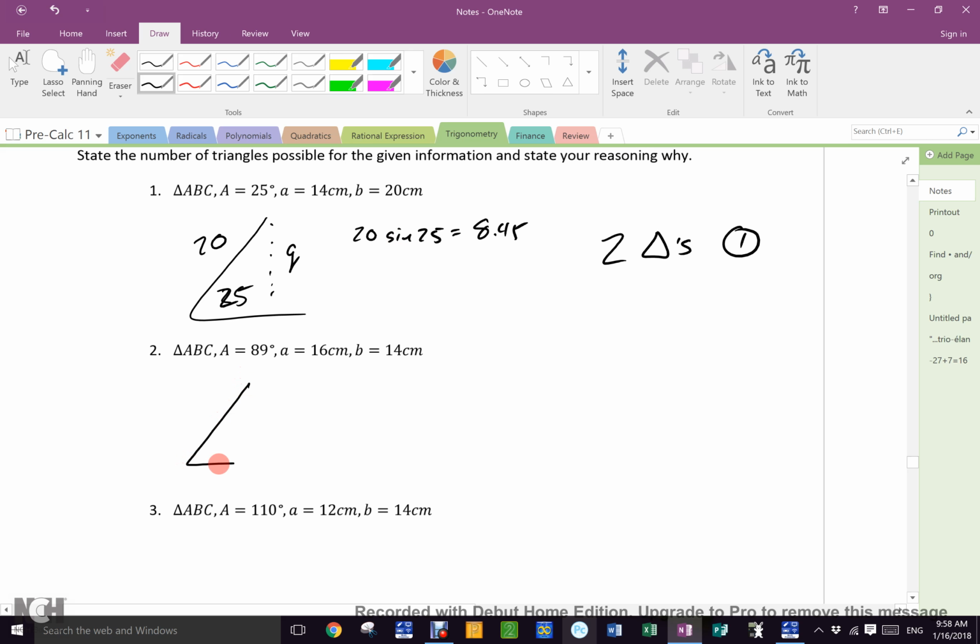What's this guy? 89, 14. So 14 sine 89 equals 13.997. The other side is 14.